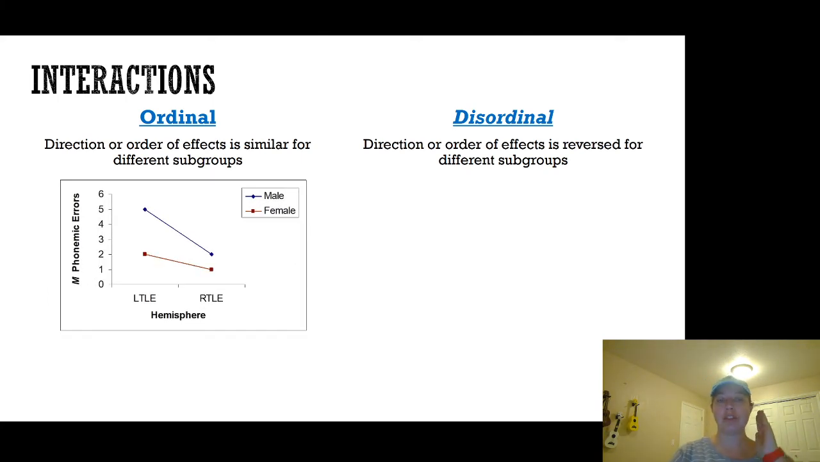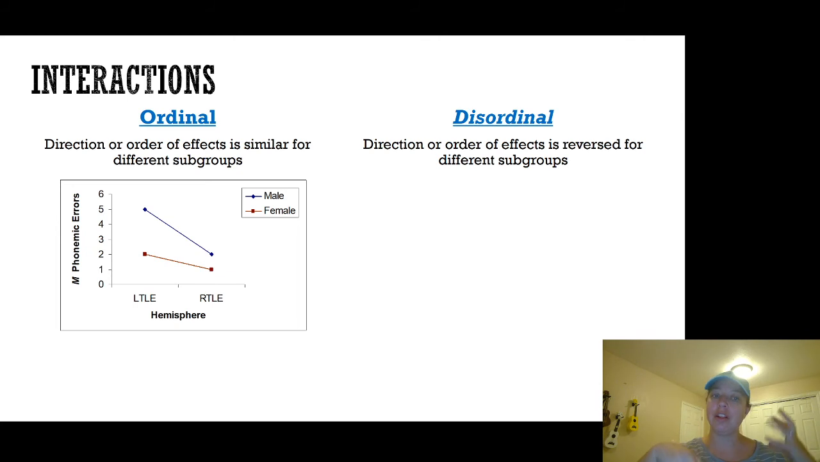So here is left hemisphere and right hemisphere strokes for male and female. And we have phonemic errors, the mean number of errors people make. If we look at this plot, are the lines parallel? Nope, one's more slanted than the other. If we look at the gap for left and the gap for right, for left hemisphere, there's a bigger gap between male and female, and in the right hemisphere, there's a smaller gap between male and female. The gaps are different sizes.